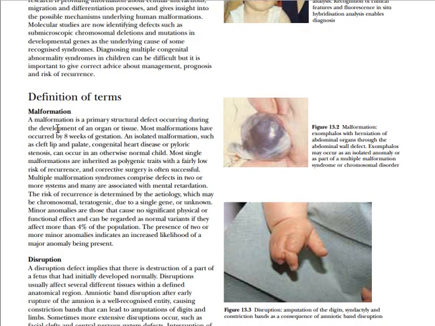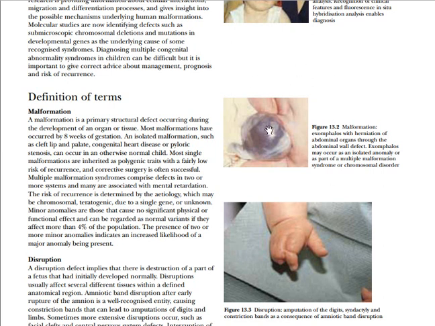So we have the first term, which is malformation. So what is a malformation? A malformation is a primary structural defect occurring during the development of an organ or tissue. So let me explain. When we talk about a malformation, it is an abnormal development of a structure. The structure has developed, but it has developed abnormally, so it's said to be malformed. So when we say congenital malformation, it means abnormal development of a structure.